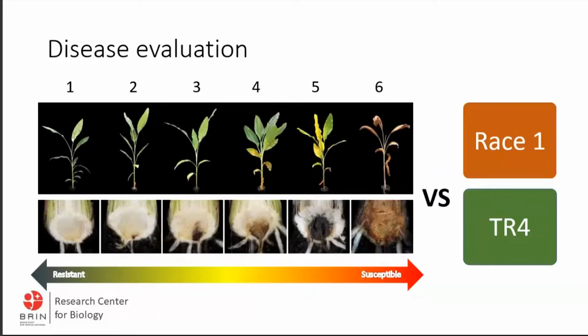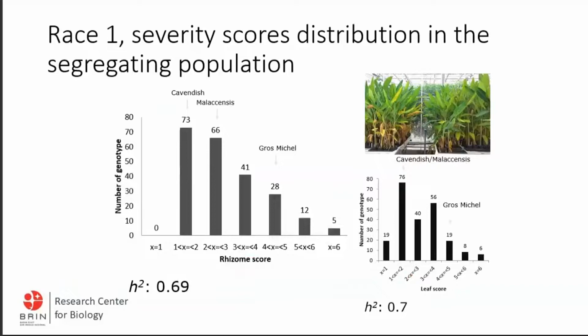And in this thesis evaluations, we use the leaf symptom, the wilting symptom, and the discoloration of the rhizome. So we divide it into score 1 to 6. 1 is for the symptomless plants, and 6 is the worst symptom plant. And this is the result.